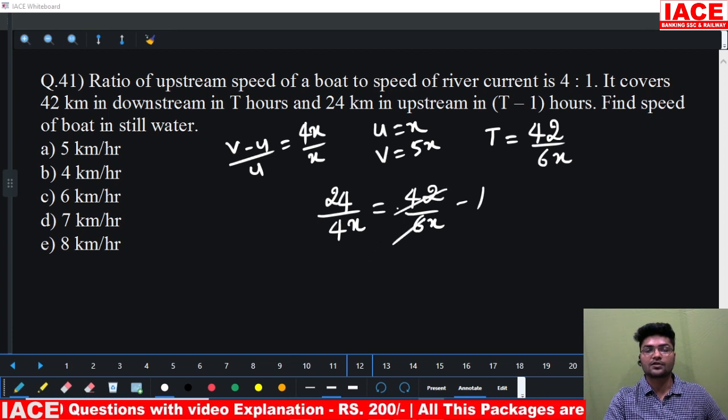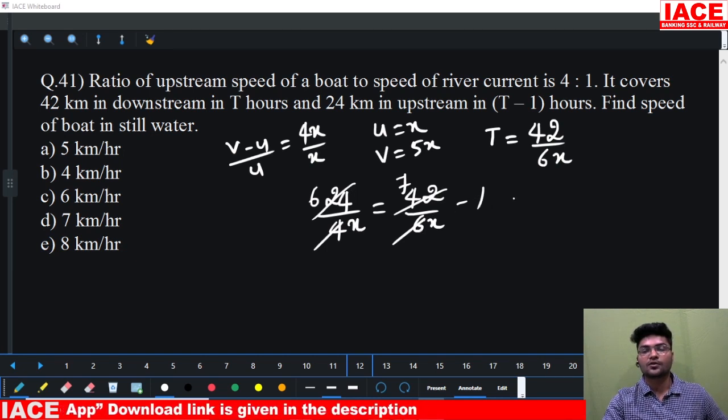So what do we have here? 6 ones and 6 sevens, 4 ones and 4 sixes. So 6 by x and 7 by x, and this is minus 1. So what do we get here? x is equal to 1.